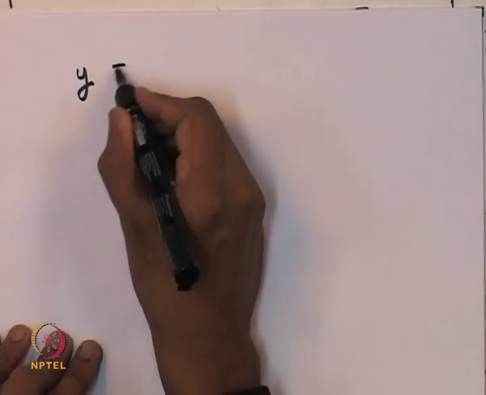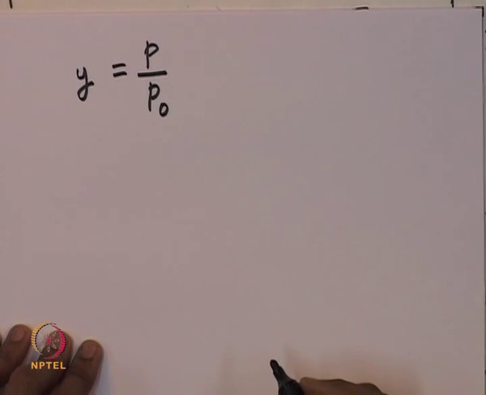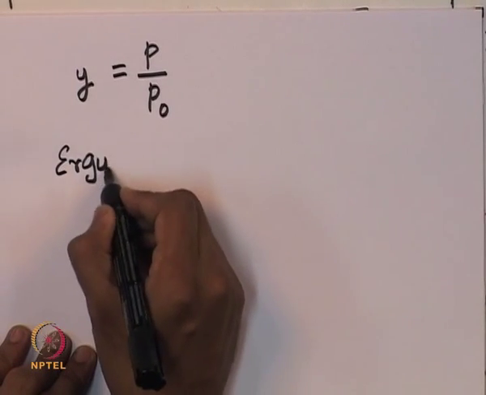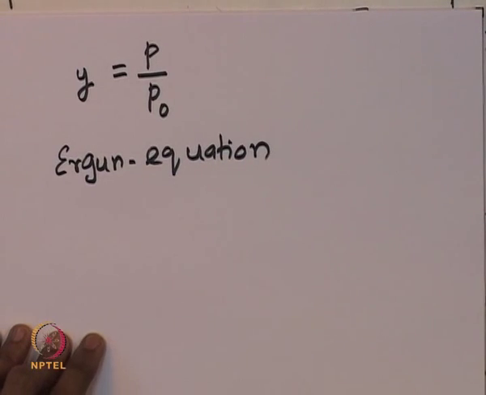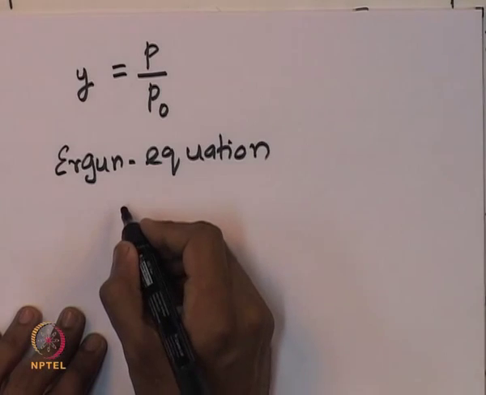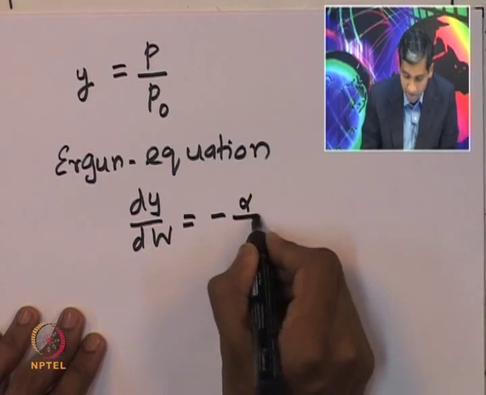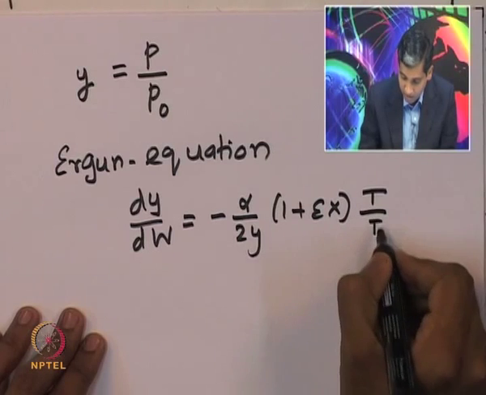So, in order to find the conversion profile as a function of the catalyst weight, we need to estimate this quantity y, which is the ratio of the local pressure with respect to the total pressure at the inlet. So, how do we find this? We can use the Ergun equation to find this quantity y. The Ergun equation can be written as dy/dW equal to minus alpha by 2y into (1 plus epsilon X) into T by T_0. Okay.